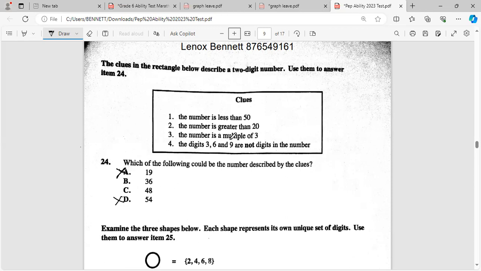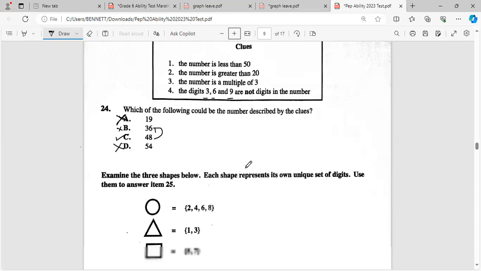The number is a multiple of 3. No, both of them are multiples of 3, correct? 36 is a multiple of 3. 48 is also a multiple of 3. So I'll go down to the last one. They said the digits 3, 6, and 9 are not. So that means Answer C. Yeah, correct.